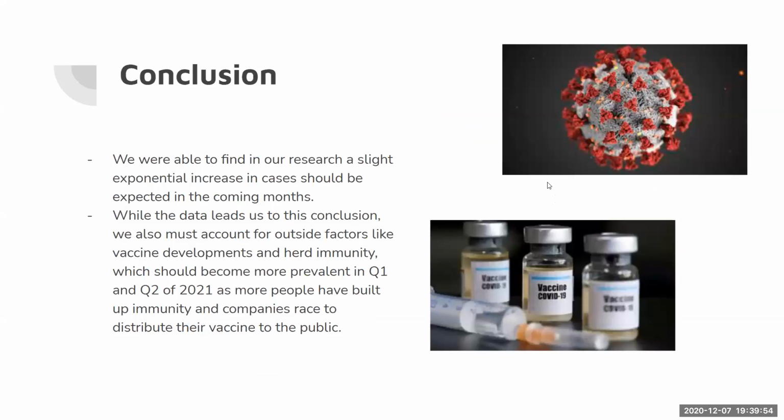So in conclusion, we were able to find in our research a slight exponential increase in cases, which we should expect in the next coming months. And while data leads us to this conclusion, we also must account for outside factors like the immunization possibility, which could be coming up in the next few months as well, which will become more prevalent in Q1 and Q2 of 2021 as more people have built up immunity and companies race to distribute their vaccines in public.